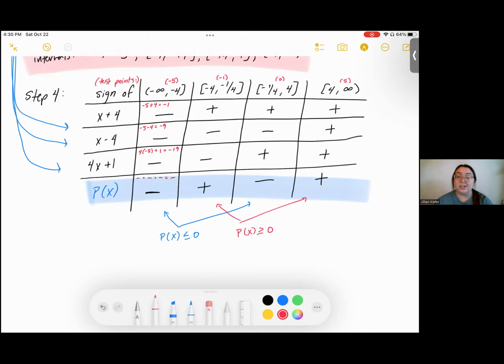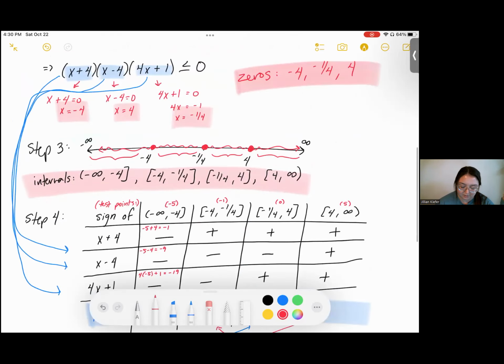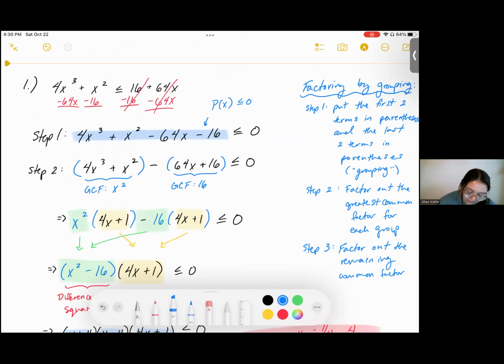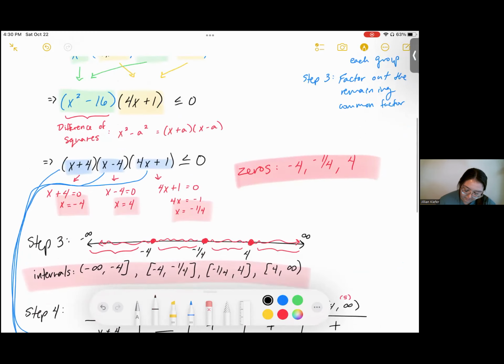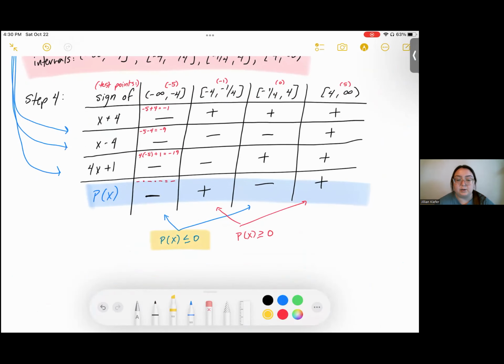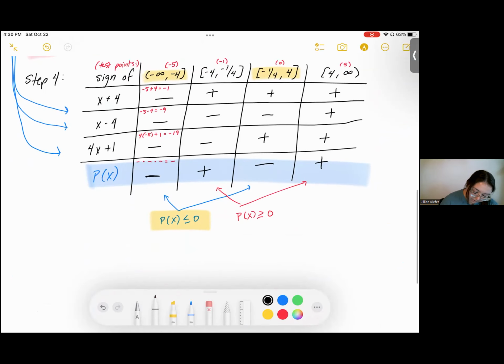So we've gotten this far. We want to remember what was the inequality from the beginning. So we go back up here, and this was the one we wanted to find: P of X less than or equal to 0. So come back down, and we wanted when P of X was less than or equal to 0. So our answers would be these intervals. So we'll write out our answer.